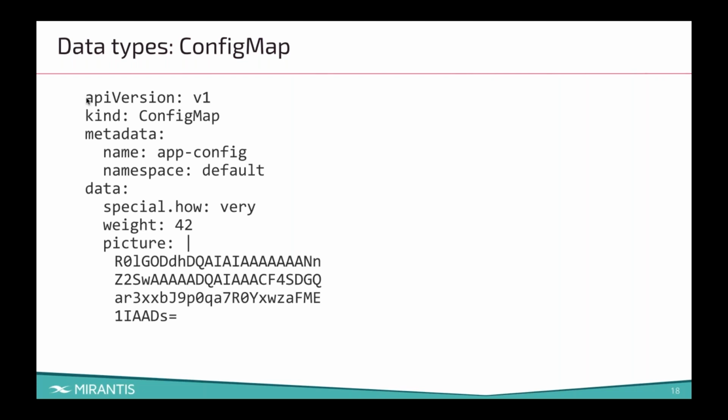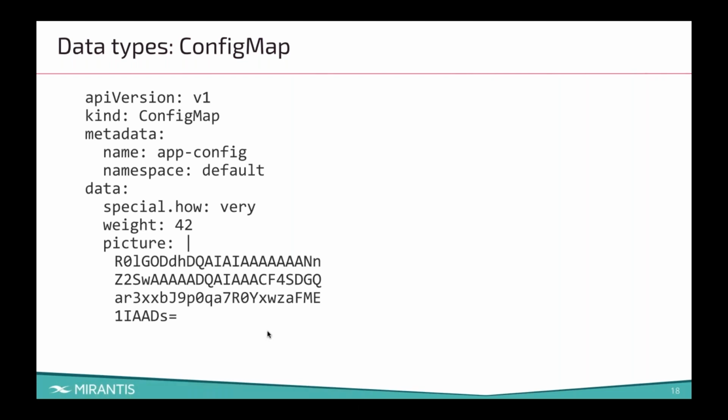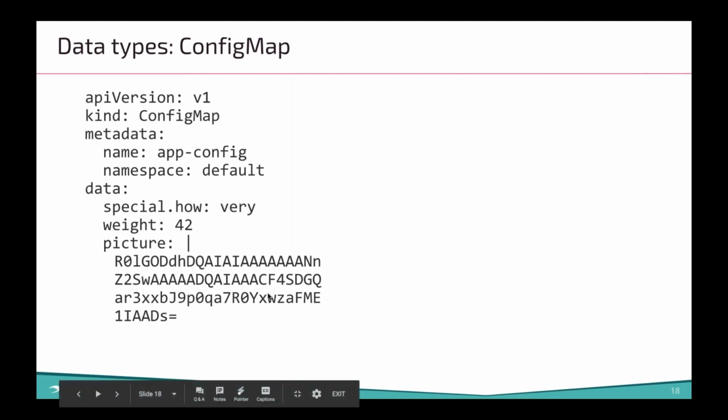It's easy to specify a config map. As you can see here, kind ConfigMap, same as before. We've got our metadata, and then the data is literally just keys and values. So in this case, how special is it? It's very special. What's the weight? We've got data for a picture. Again, notice we're using the pipe to preserve line breaks, which probably is not a good idea for this data, but that's beside the point.